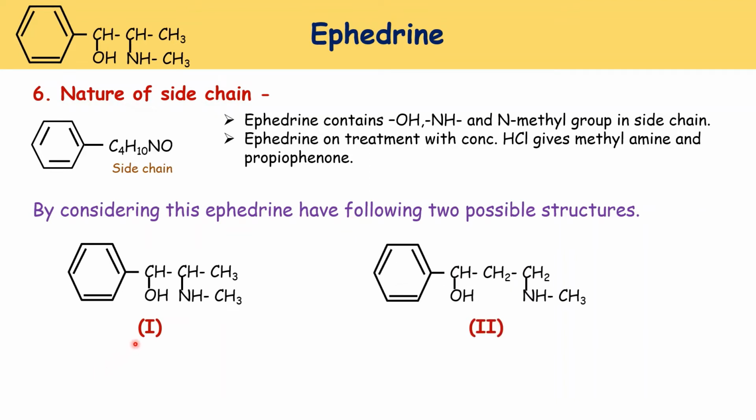This is structure 1 and this is structure 2. Both structures contain OH, NH and NCH3 groups in the side chain. Both structures give methylamine and propiophenone upon treatment with concentrated HCl. Now we have to confirm which structure is the correct structure for ephedrine.